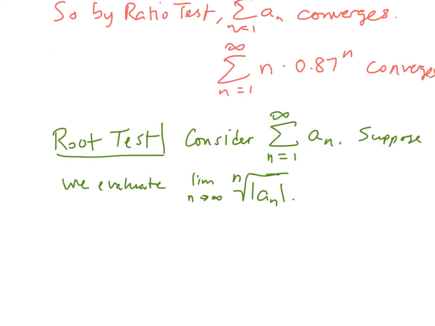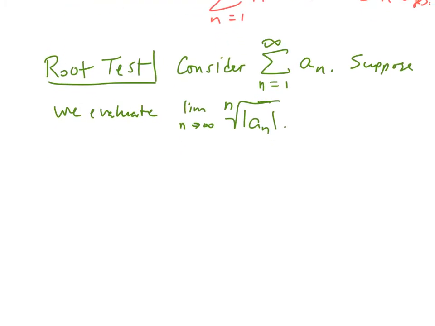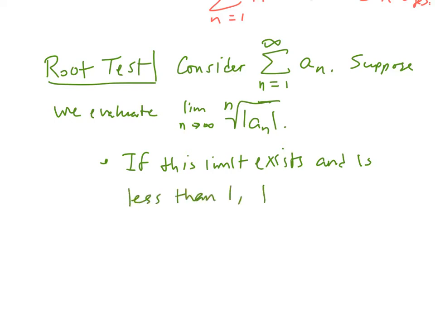Okay, bullet point number 1. If this limit exists and is less than 1, the series, the sum of a sub n from n equals 1 to infinity, this series converges. If that limit is less than 1, okay, that's condition number 1.